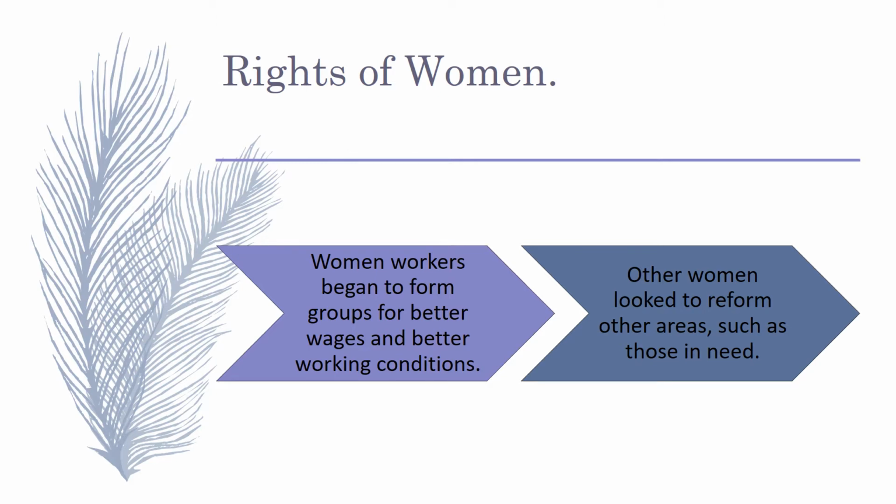Some other reform movements that come around are rights for women. Women workers also began to form groups for better wages and better working conditions. Remember, we talked about the Lowell women who started their own union group to push for better wages and better working conditions, and actually forced the factory owners to back down and give in to their demands. Other women are going to look to other reform areas, such as helping the poor or those in need. Another thing we're going to see is the rise of the women's right to vote movement, which we'll talk about later on down the road. We'll begin to see women pushing to gain the right to vote in Great Britain, in the United States, and also elsewhere around the world.